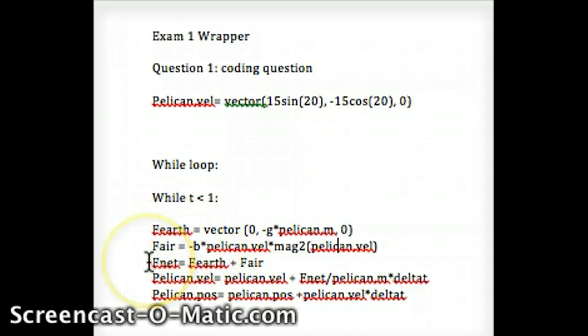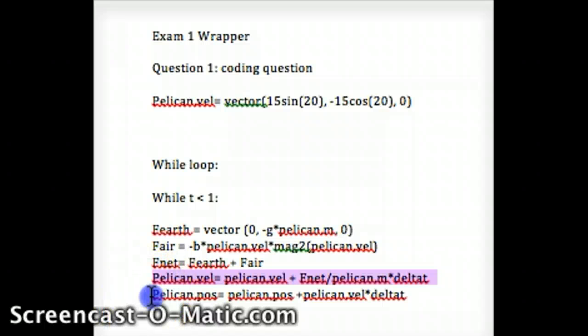Now we know that Fnet is the sum of all of the interactions affecting our system. And in the case of the pelican, the two interactions are the air and the earth. Next, we are using Newton's second law right here to show the velocity update, and then below it the position update. So for the velocity update, pelican.vel equals pelican.vel plus the net force, which we defined up here, divided by pelican.m times delta t.